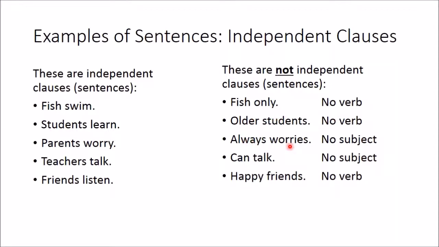Always worries. Worries is a verb, but there's no subject now. Who always worries? What always worries? Okay, and again, can talk. 2 words, but no subject. Who can talk? Happy friends, no verb. Happy friends do what? They're not doing anything. There's no action. So you have to have a subject and a verb and a complete thought to have a sentence or an independent clause.